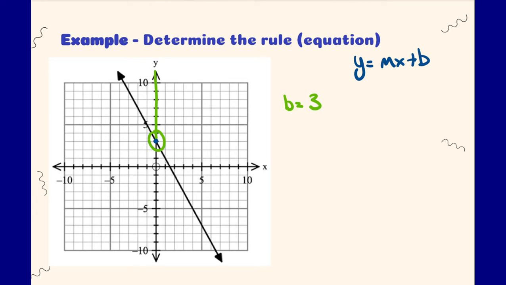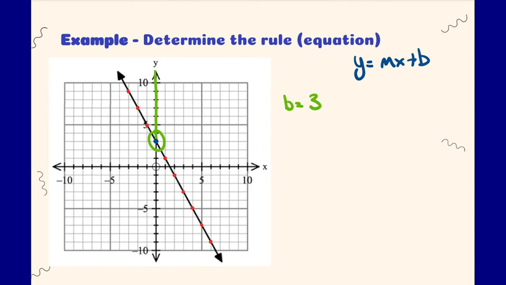Next, I want to find some nice points to be able to find my slope. I have one nice point at the y-intercept, so I'm just going to find other nice points that I can plot, where the line neatly crosses the grid lines. You can see some here. So I have plenty of points to choose from.